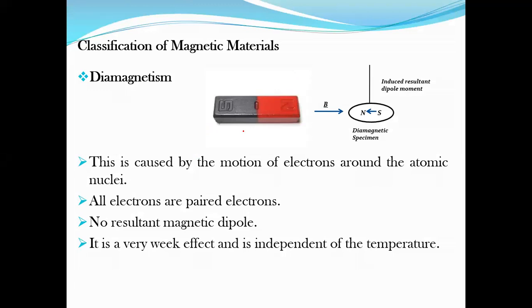So all electrons are paired electrons, as we have mentioned. We have already shown that one. The water molecules are all paired. So therefore, there is no resultant magnetic dipole. You have seen that in the video. So it is a very weak effect, and it is independent of the temperature, right? It is called diamagnetic material, diamagnetism, right? Diamagnetic material when you are placing it in the magnet.